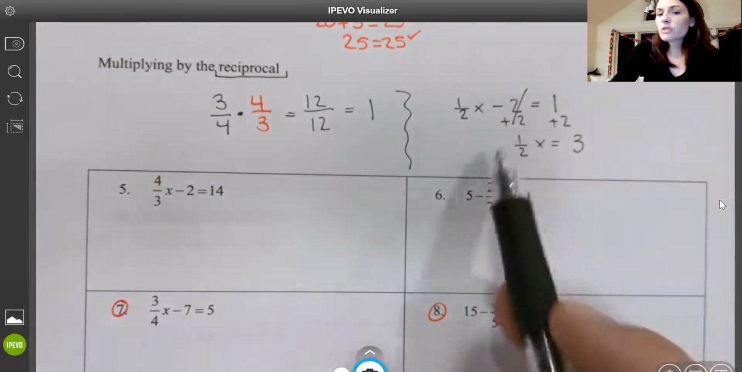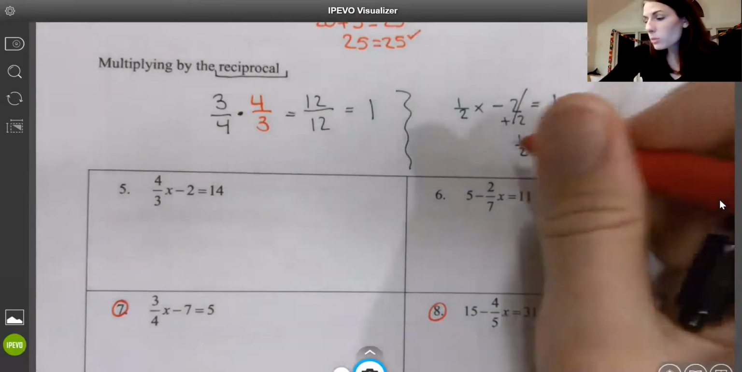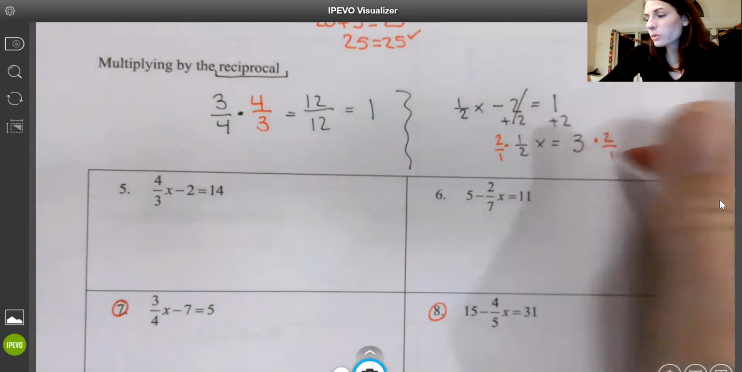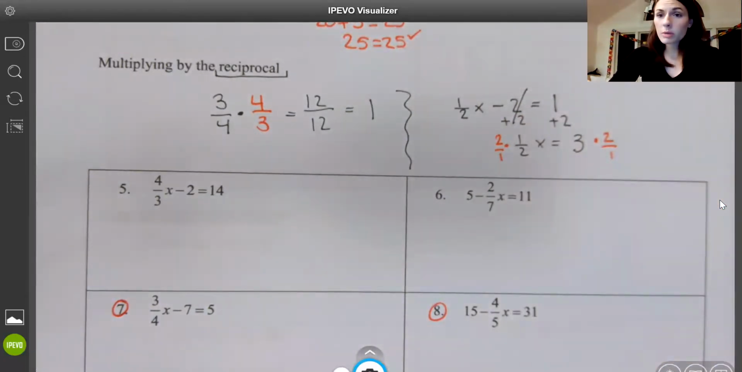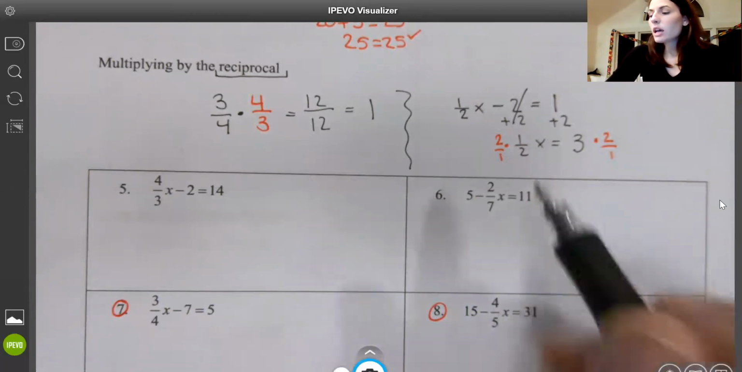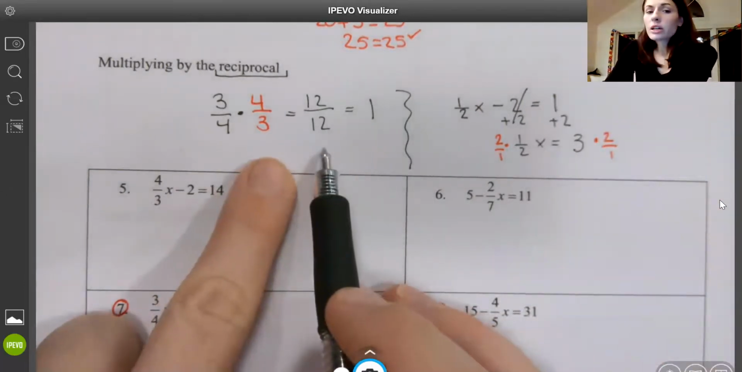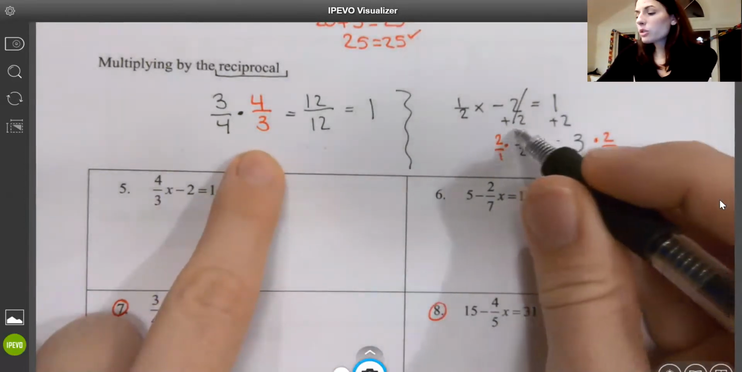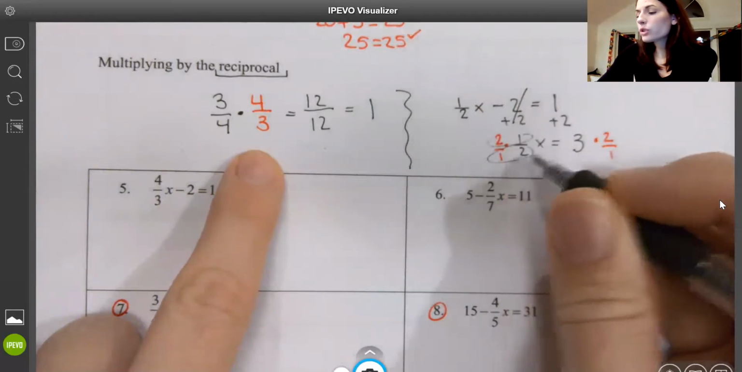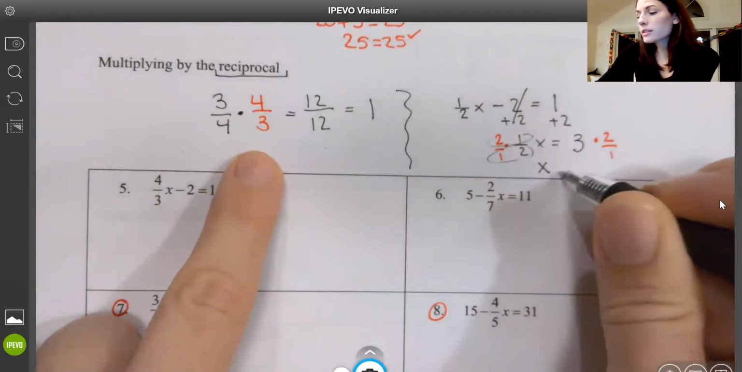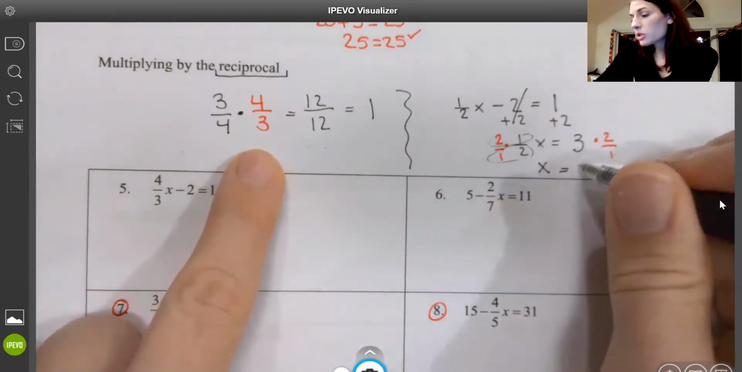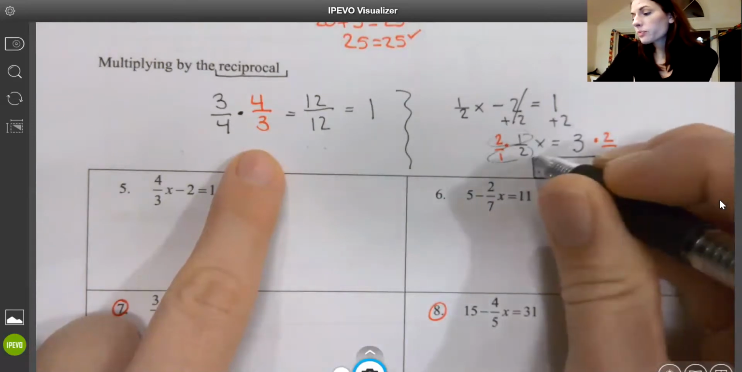And then to get rid of this fraction in front of my variable, I multiply by the reciprocal, and remember, whatever I do to one side, I have to do to the other. So if I'm going to multiply by the reciprocal of the fraction on the left-hand side, I have to multiply on the right-hand side as well. We already saw over here that multiplying by the reciprocal gives me 1. So multiplying 1/2 by 2 is going to give me 2/2, or just 1x. Now my x has been isolated. And then over here I have 3 times 2, and x equals 6.